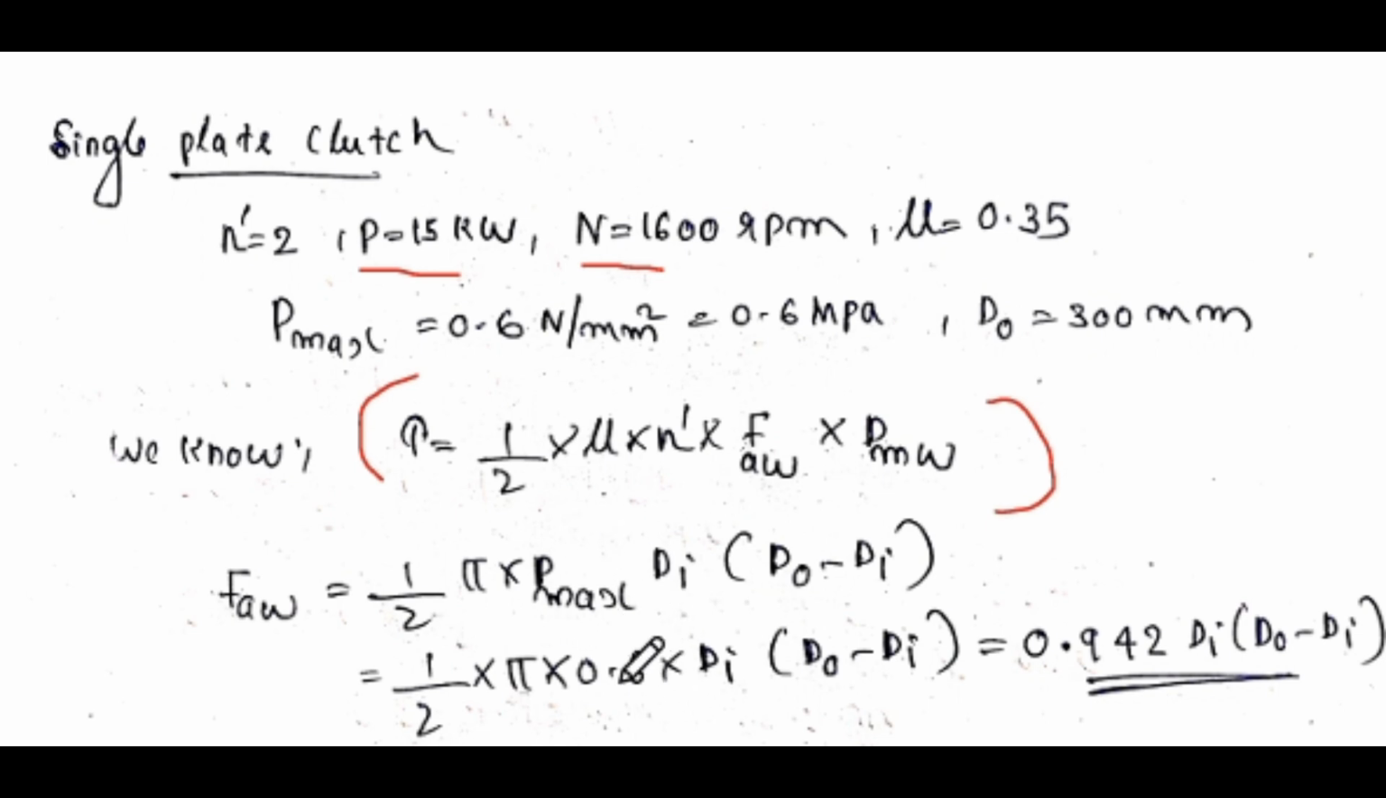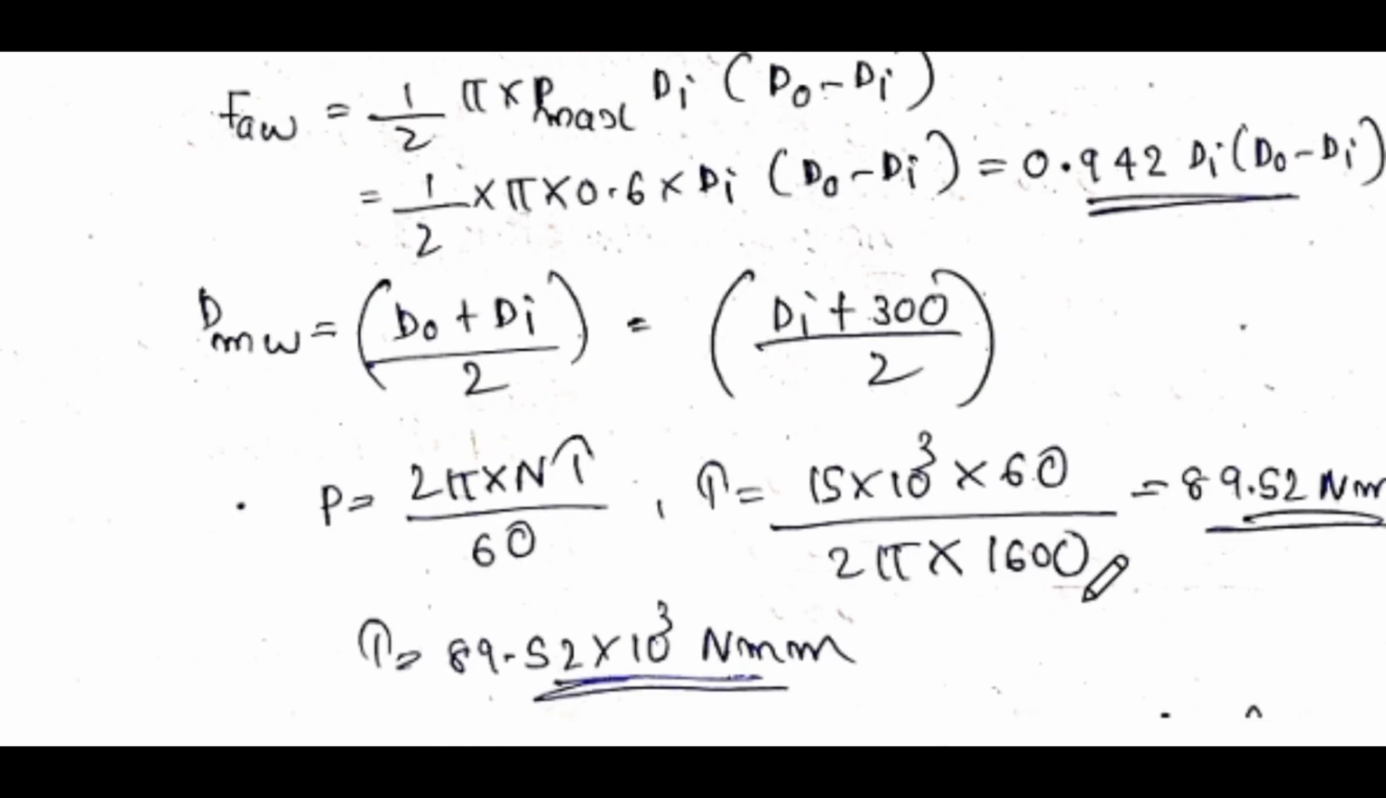Here we know the maximum pressure, and we know the D o value, but we don't know the inner diameter. Solving the remaining part, we get it reduced as this. You can substitute the D o value right from here, or substitute it later. The next term to find is D_mw, the mean diameter. That will be the sum of the outer diameter and inner diameter divided by 2. We know the outer diameter, but still don't know the inner diameter.